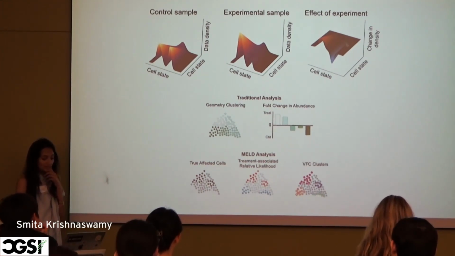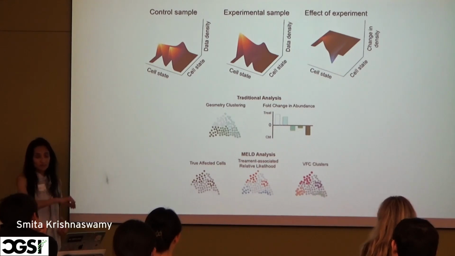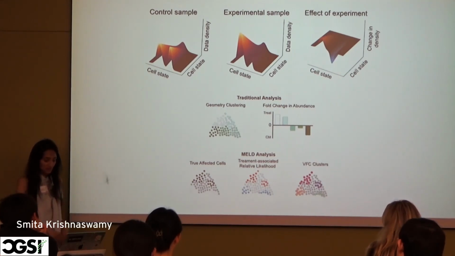So you could then compare the density and say there are certain regions that are enriched for one data type versus another. So if you go to a certain location, it's more likely that it comes from one data type versus one condition versus another.